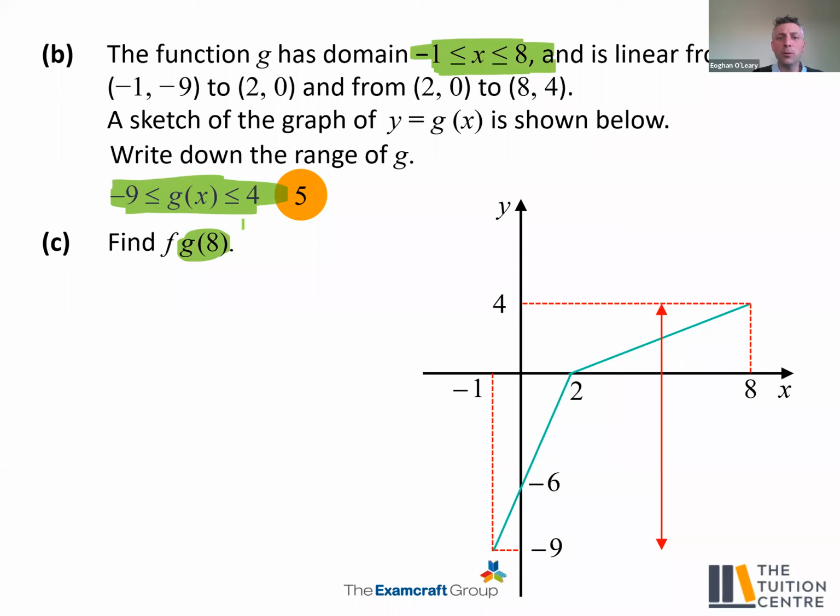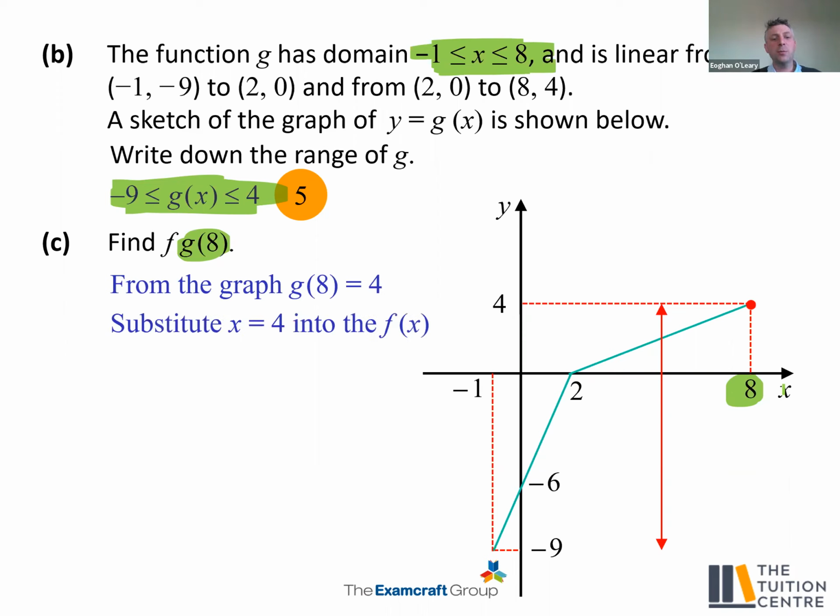So we figure out, well, when x is 8, what is g of 8? Well, we can see it from the graph. From the graph, when x is 8, when your input is 8, your output is 4. So g of 8 is 4.